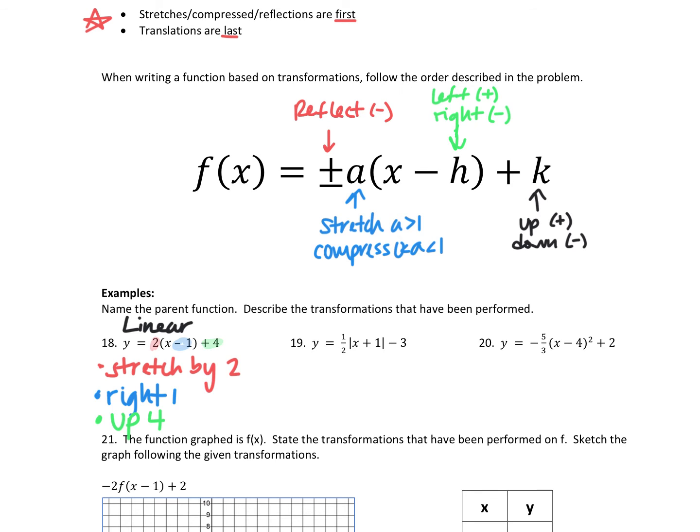Number 19 is absolute value. The 1/2 in front is less than 1 or between 0 and 1, so that is a compression by 1/2. This plus 1 makes it go left 1. And this minus 3 makes it go down 3.